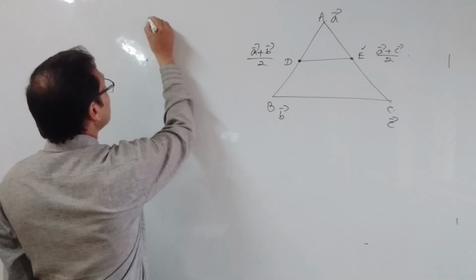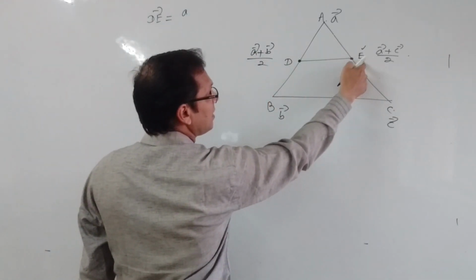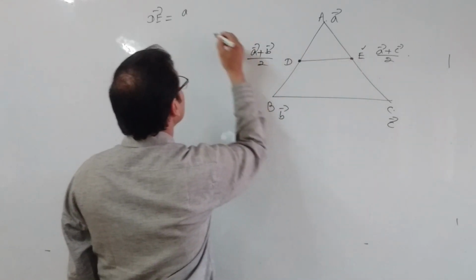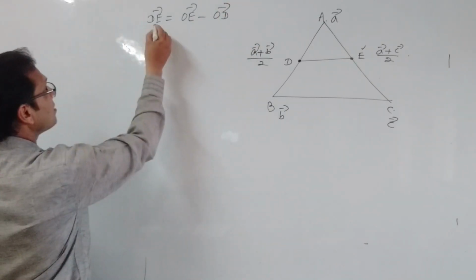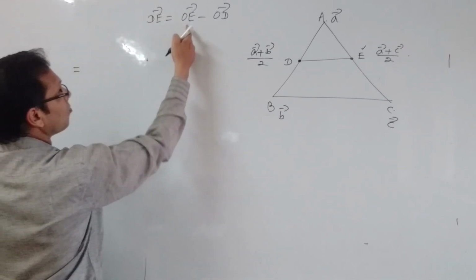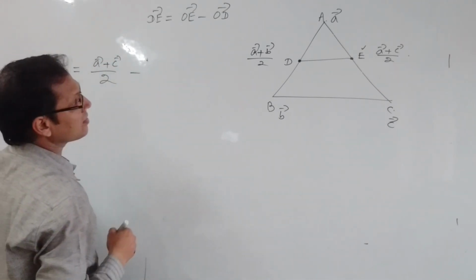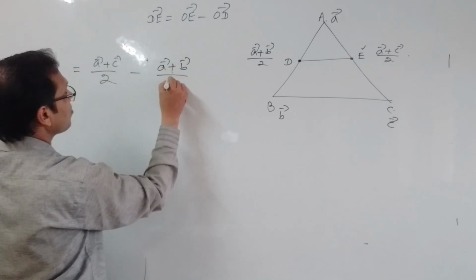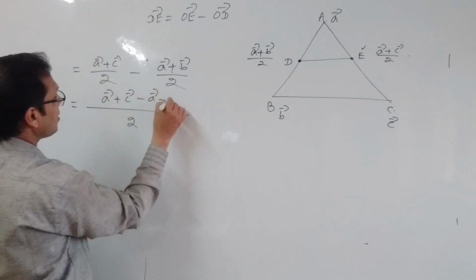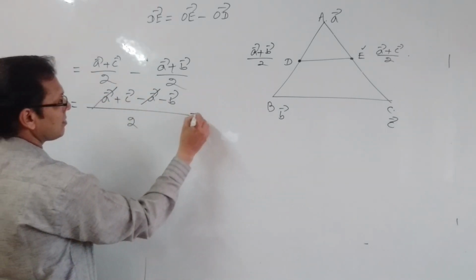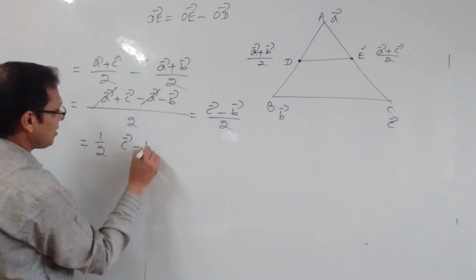Now you will find the vector DE. DE vector is equal to how much? That is the position vector of E minus the position vector of D, that is OE vector minus OD vector. OE vector means the position vector of E, that is A plus C by 2, minus A plus B by 2. Taking the LCM as 2, that is A plus C minus A minus B. A cancels, and we are left with C minus B by 2. This is nothing but half of C vector minus B vector.